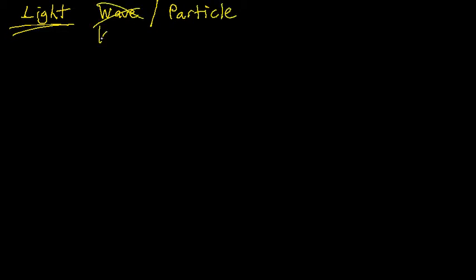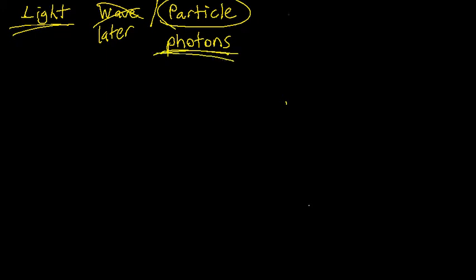We won't get to waves just yet. We'll get that in a few videos from now. We're just going to focus on the particle part. So the idea here is that light is actually made up of tiny little particles that are called photons. And photons are these little things that just travel in straight lines until they run into something else. And when light travels in straight lines, that's what we mean by a ray of light.